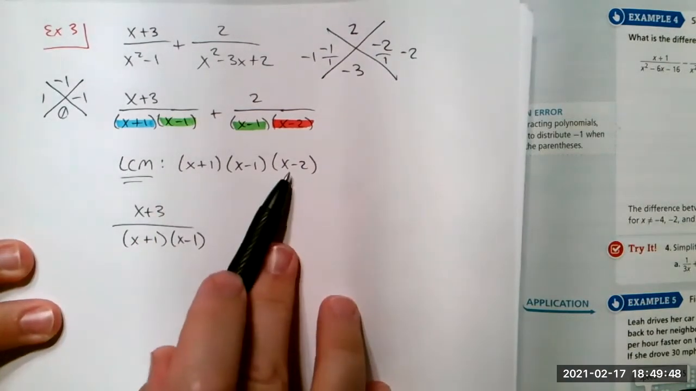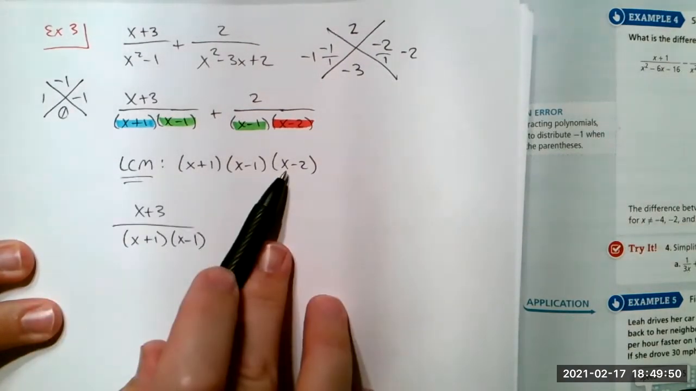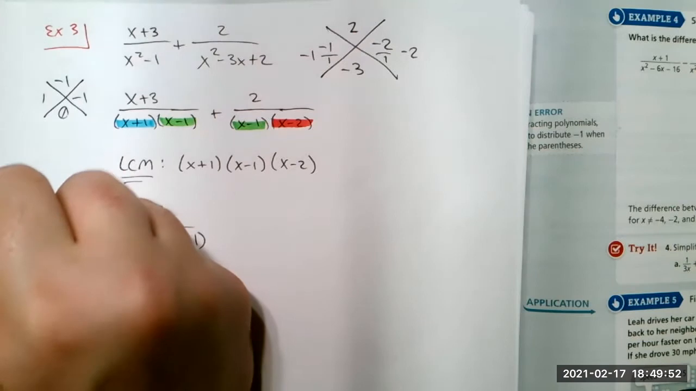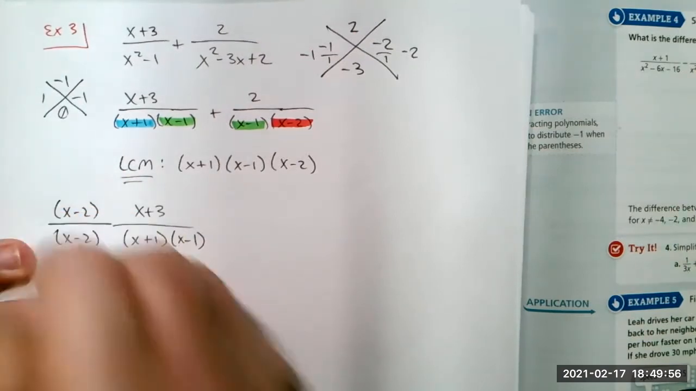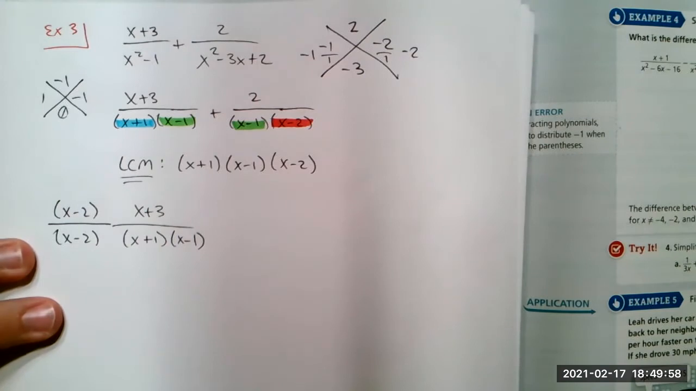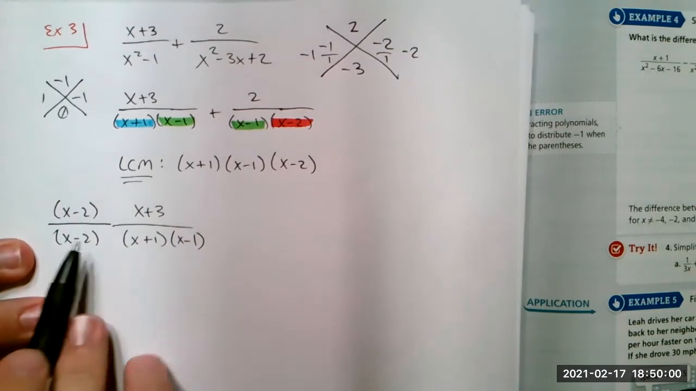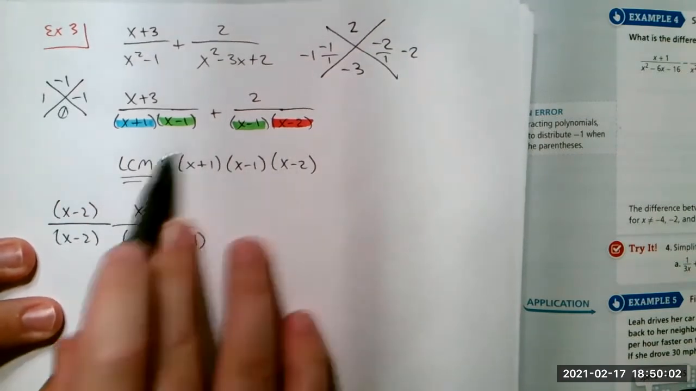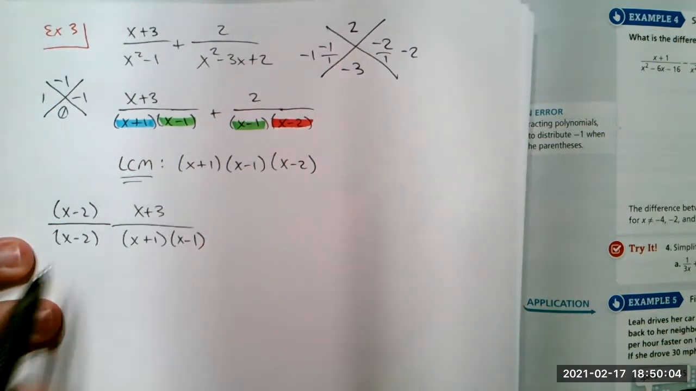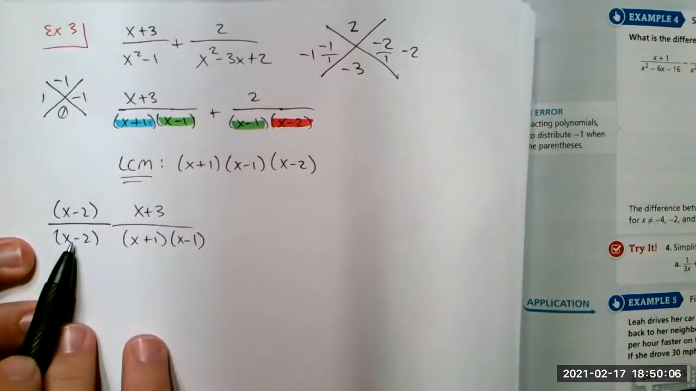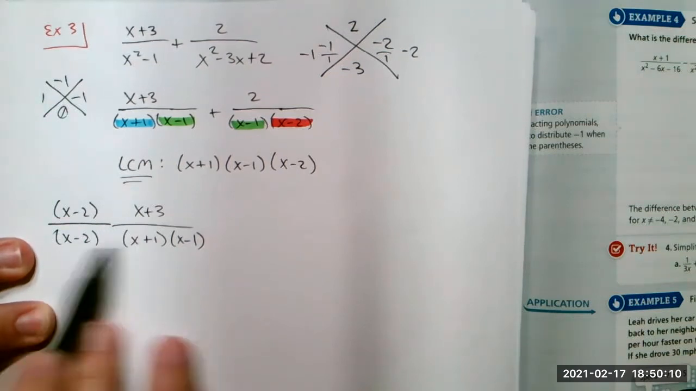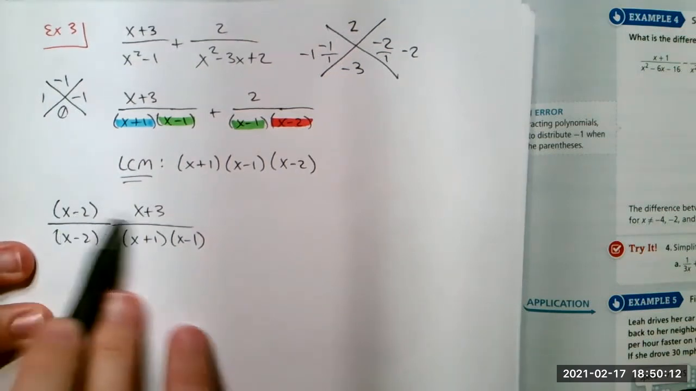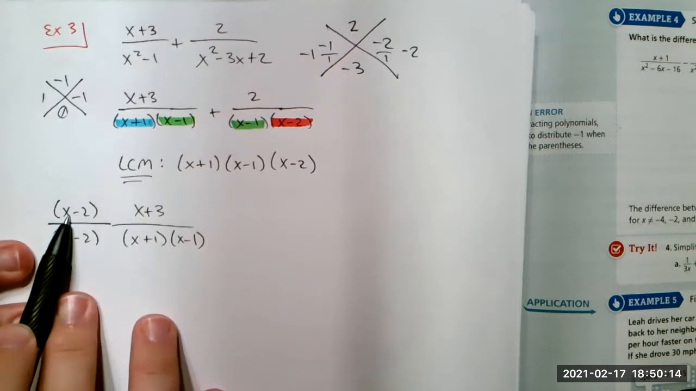Like I said, the thing I'm missing in this first fraction is an x minus 2. So just like I did in that first example, I'm going to multiply the top and the bottom by x minus 2. When I multiply the bottom by it, now I have my least common multiple, but keep in mind, I can't just randomly multiply the top or bottom by something. If I multiply the denominator by x minus 2, I have to multiply the numerator by the same thing. Okay.